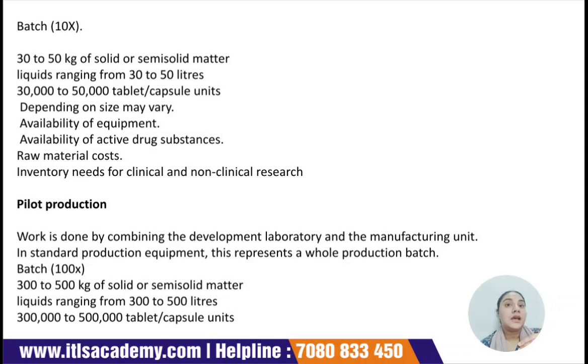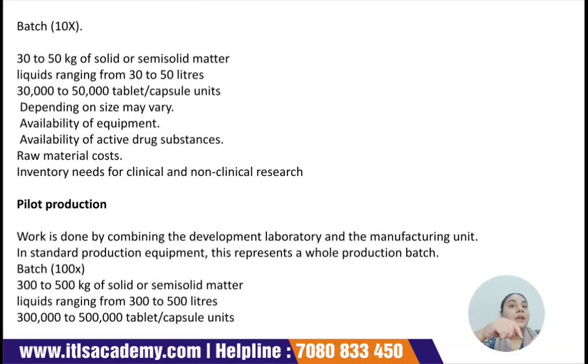Now the second thing is the availability of equipment, meaning whether the equipment is present or not, whether the latest technology equipment is present or not. Now the third factor is the availability of the active drug substances. Raw material cost is very important: from where you buy the raw material, and what raw materials are to be used. The raw material should be of good quality and free from any source of microbial contaminant. Then inventory needs for the clinical and non-clinical researchers.